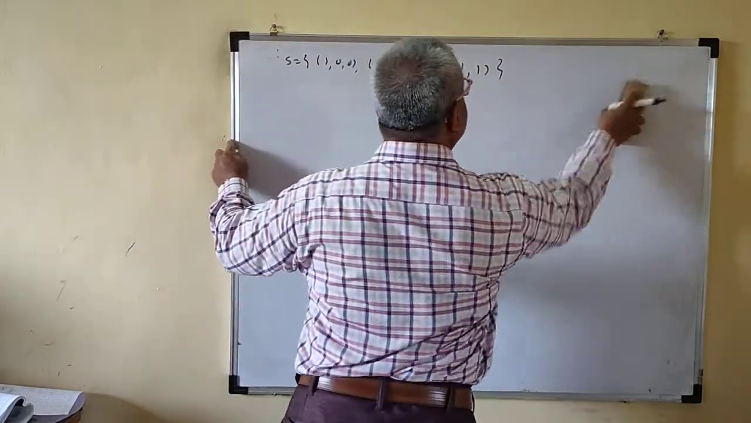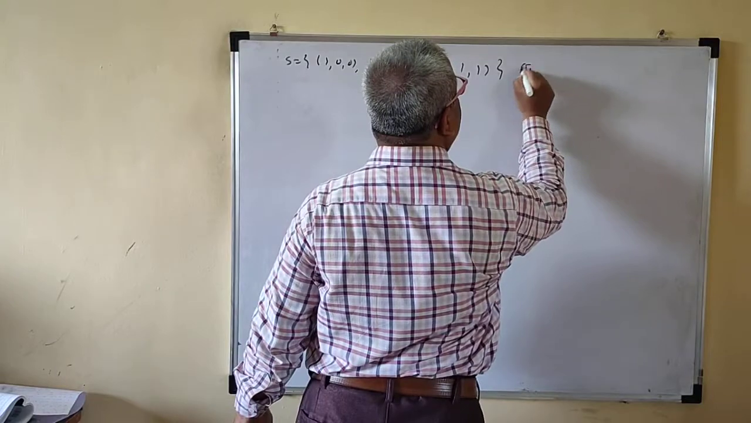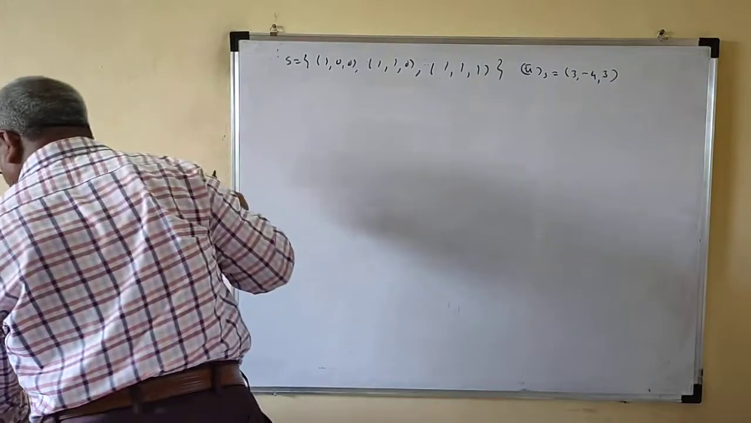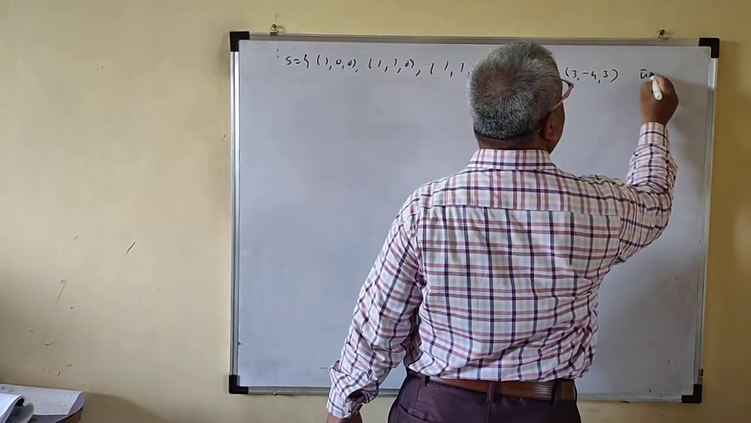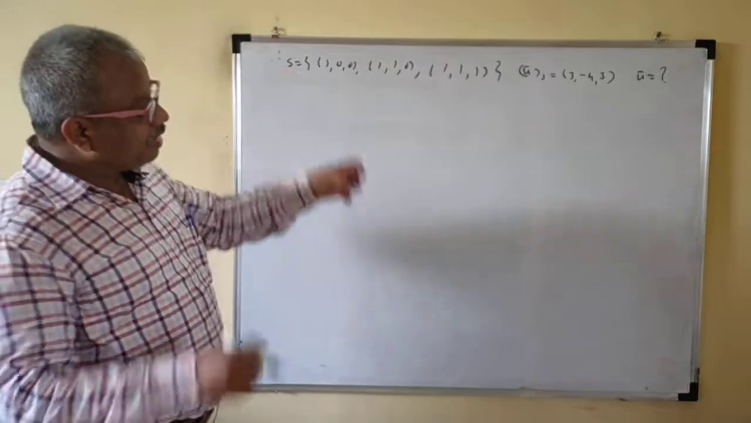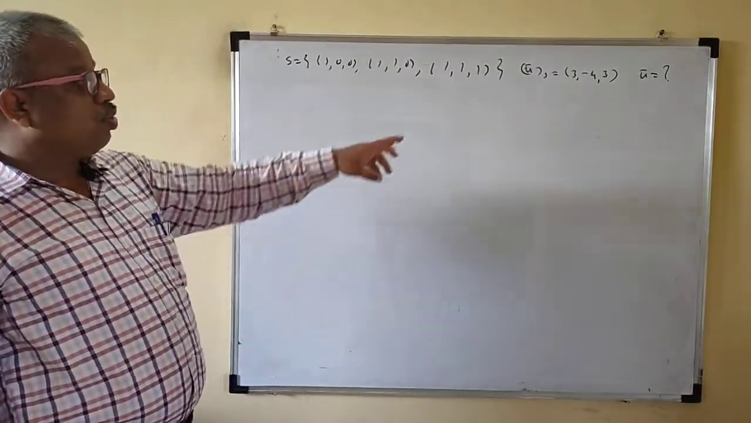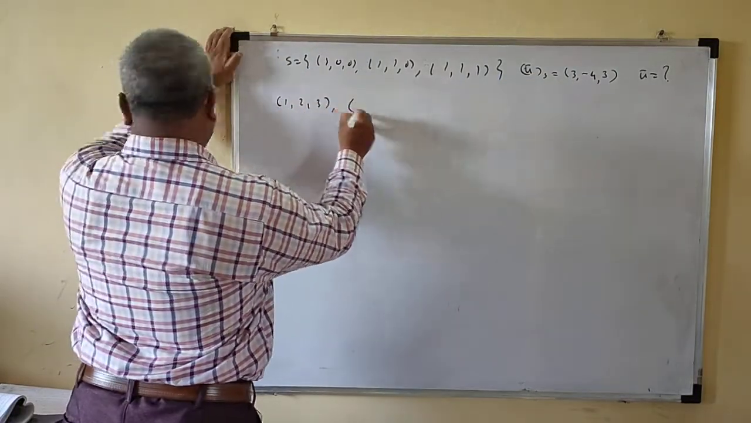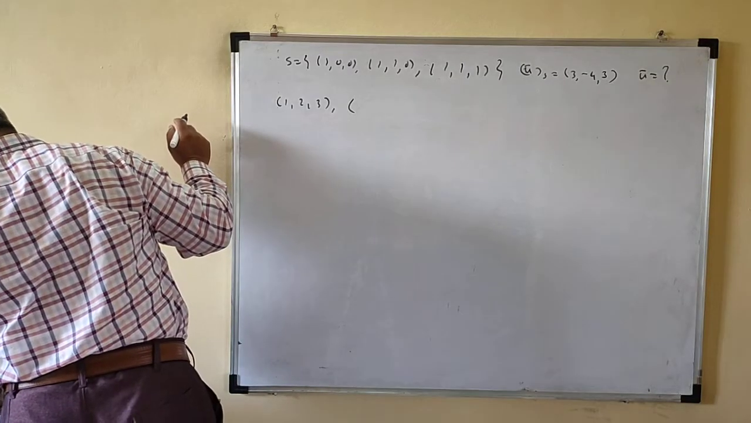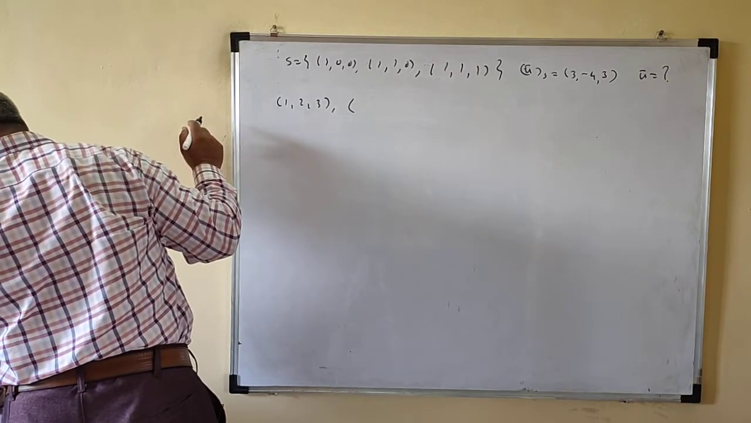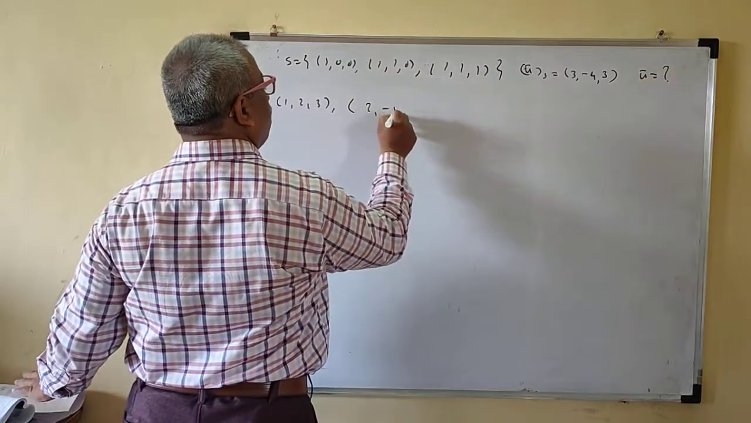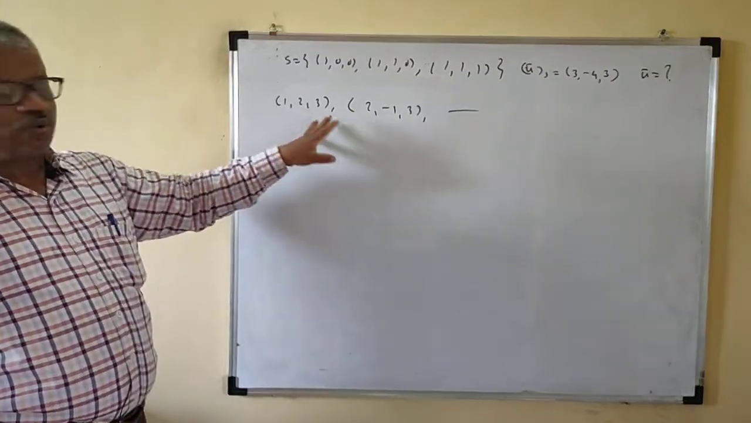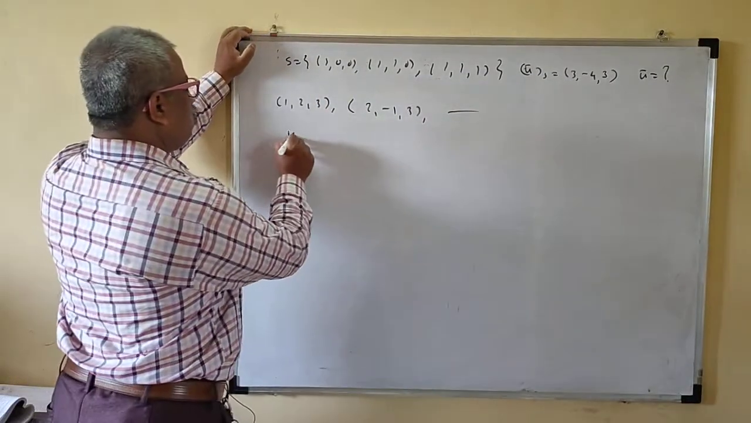Suppose [u]_S is equal to (3,-4,3). Then what is u? Here you have provided the coordinate vector and you want the original vector, and the options are given, for example (1,2,3) and (2,-1,3). So there is no need to do it for all the options; we just want to get the original vector.